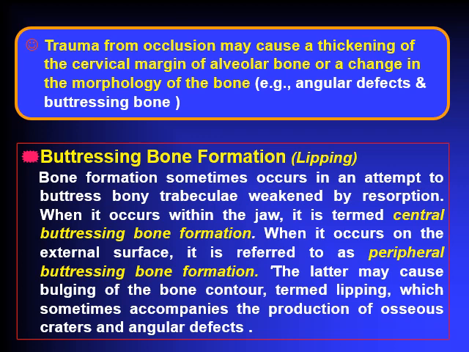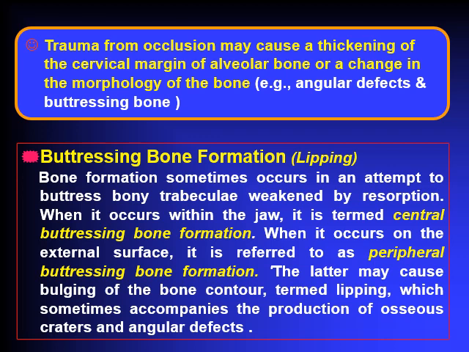So what is buttressing bone formation? Bone formation sometimes occurs in an attempt to buttress bone weakened by resorption. When bone is resorbed, the bone itself tries to buttress itself by deposition of more bone. When this bone deposition occurs within the jaw, it is termed central buttressing bone formation. But when it occurs on the external surface, it is referred to as peripheral buttressing bone formation.